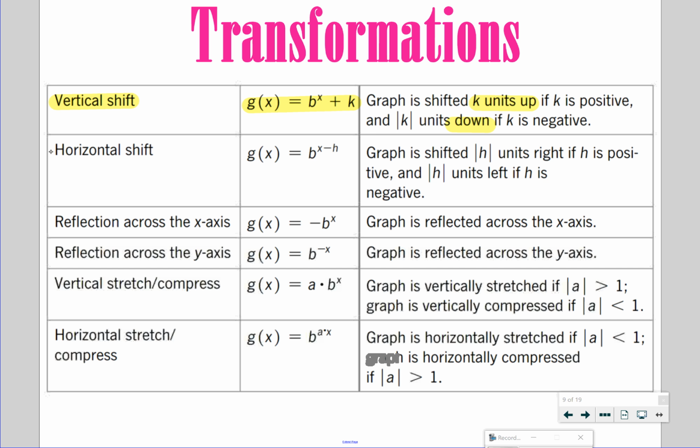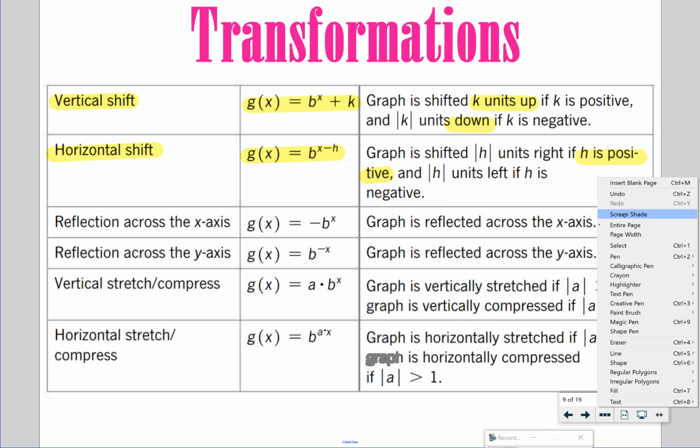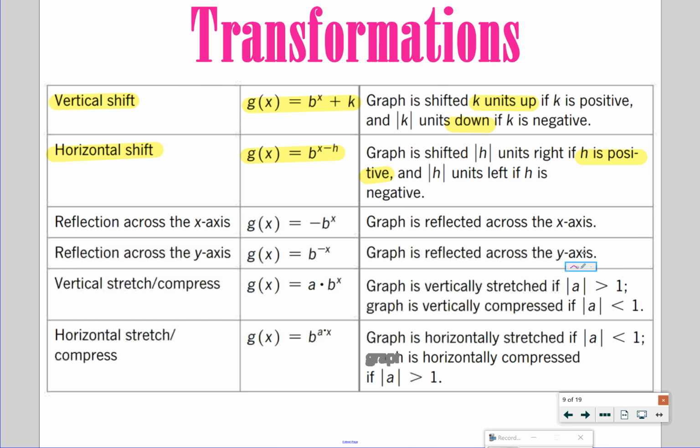A horizontal shift is a left-right shift, and where you're going to see that occur in the graphs is you're going to see it in the exponent. Now we're talking about inside our function being in the exponent when we have an exponential function. If h is a positive number, well, I don't like the way they word that here. Let's take that out. I'm going to change this a little bit.